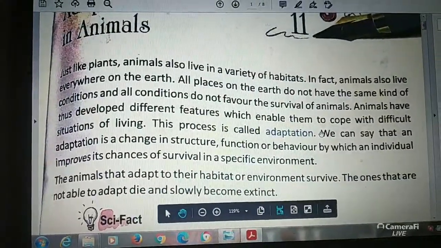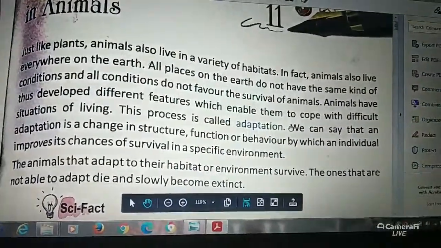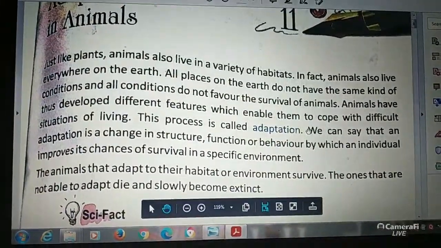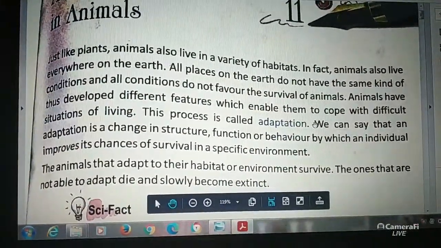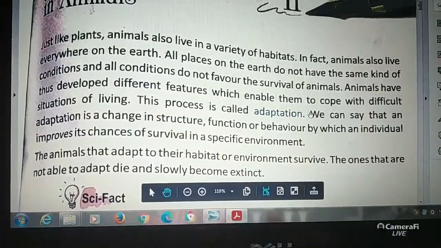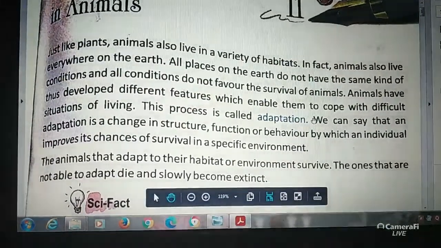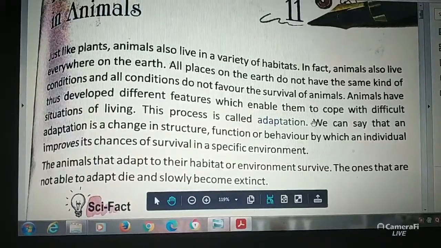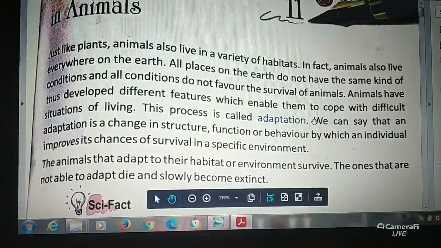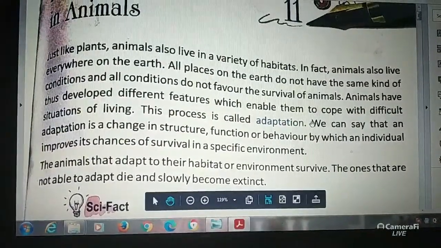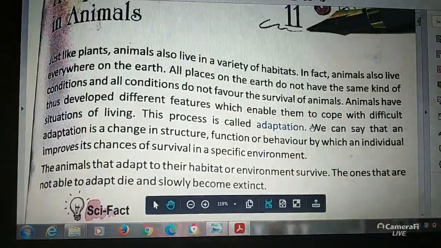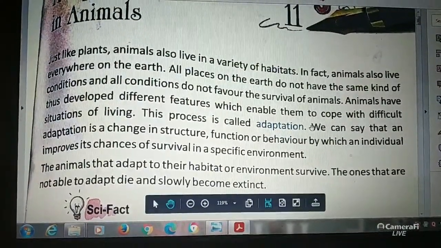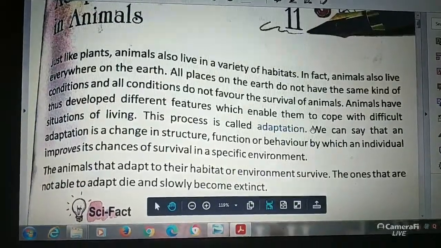So students, you can write any one of the definitions. In these two chapters you are getting 3 or 4 types of habitat definition and 2 types of adaptation definition. You can write whichever you prefer, whichever is easy for you. Okay. So again, I'm starting from the beginning.